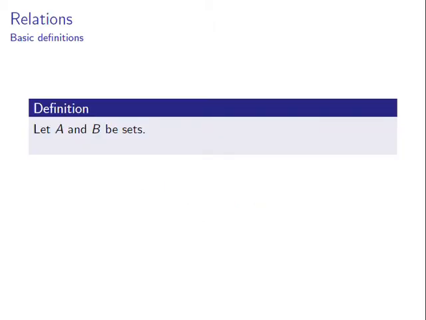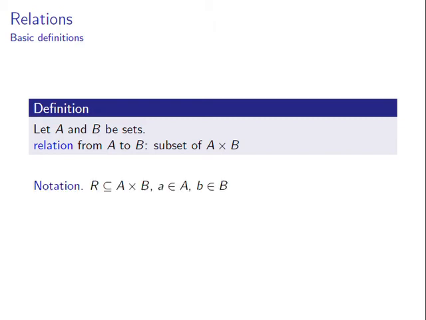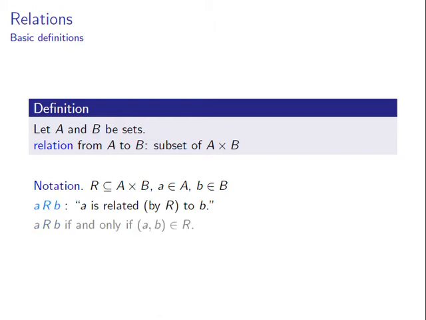Let A and B be sets. A relation from A to B is a subset of the Cartesian product A cross B. If R denotes a relation from A to B, and if small a is an element of A and small b is an element of B, we write aRb to signify that a is related to b. That is, aRb if and only if the ordered pair (a, b) is an element of the relation R.